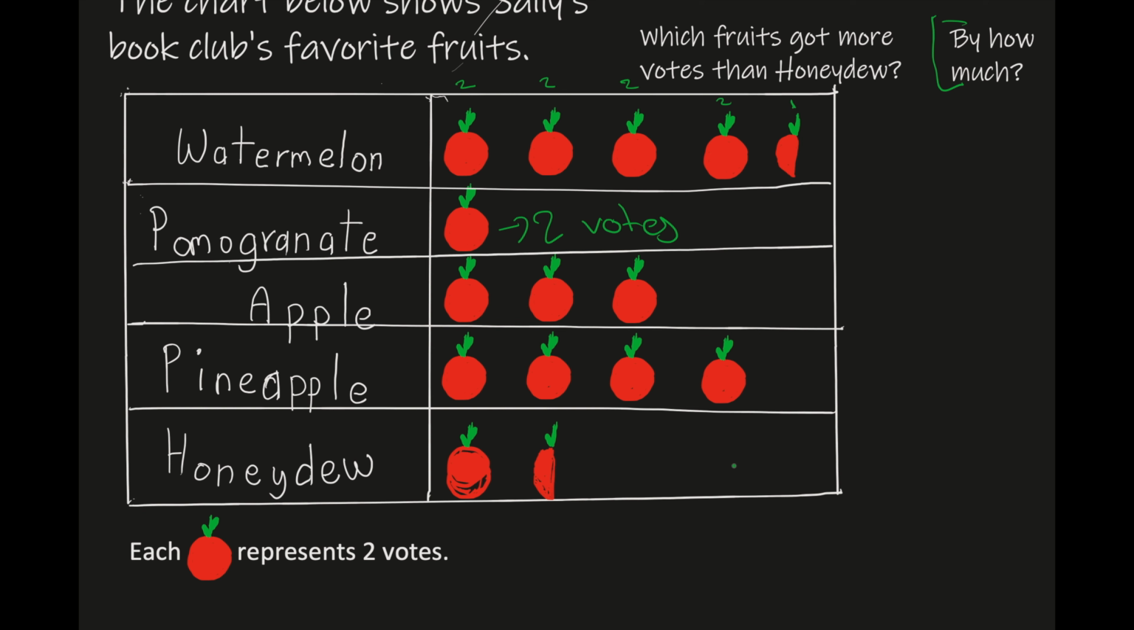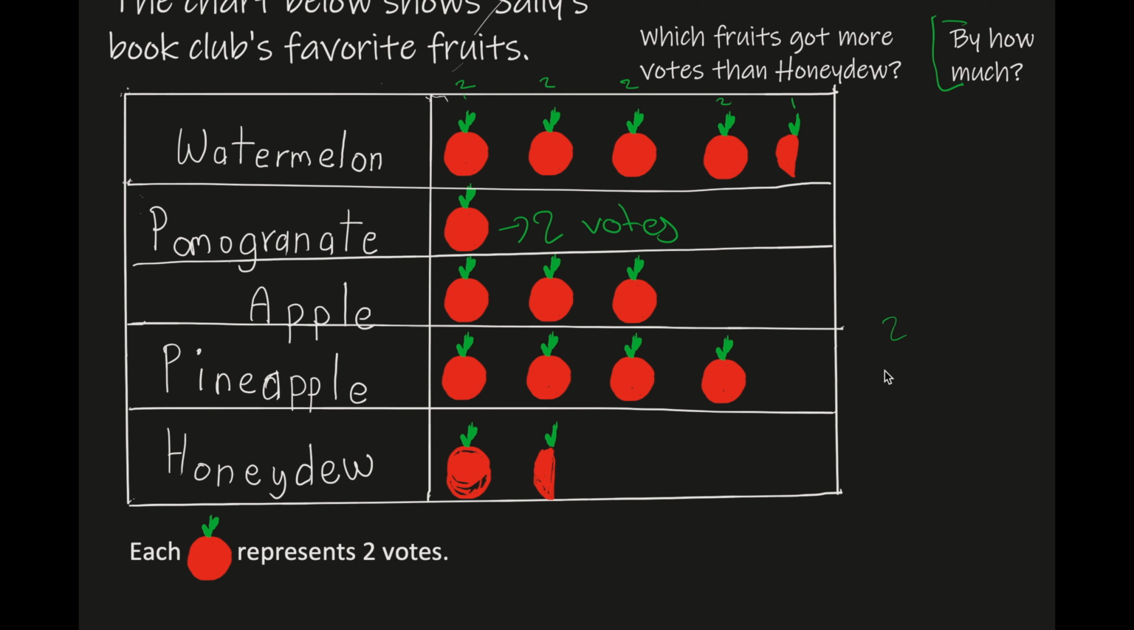So if each one of these represented 4 votes, these would all be 4, and this one would represent 2. But it's not. So let's get rid of that. Okay. So this represents 1. There. Okay, so what you do is add those values up.